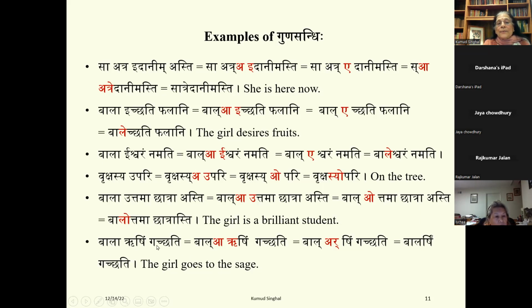Bālā ṛṣiṁ gacchati. The girl goes to the sage. Ṛṣi is sage. So bālā ends in ā. Ṛṣiṁ starts with ṛ. So these will be replaced by ar. So now bālā, bāl, ar, ṛṣiṁ gacchati. So this lā and ṛ becomes lar, and this is written here. So bālarṣiṁ gacchati. The girl goes to the sage.